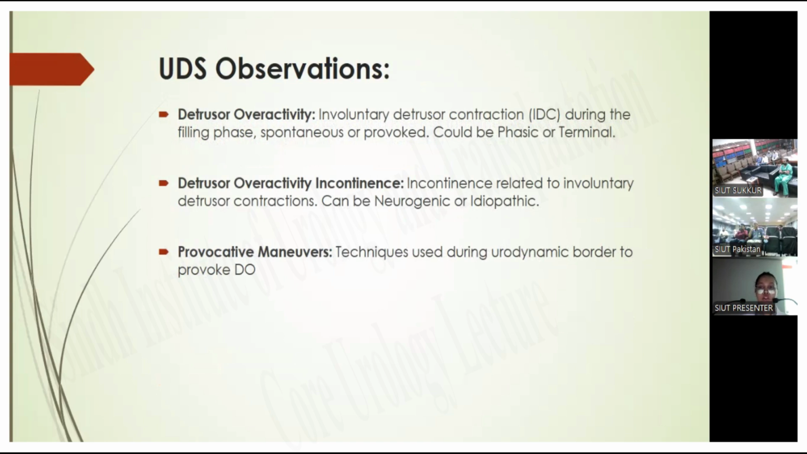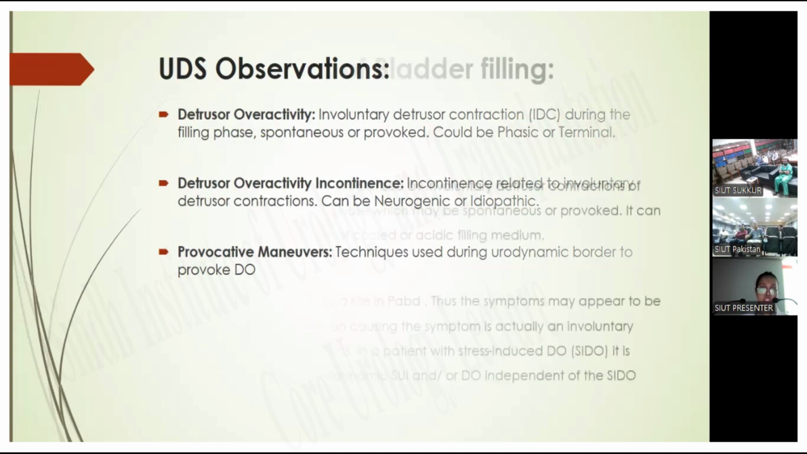It could be phasic or it could be terminal. Detrusor overactivity incontinence is the incontinence related to involuntary detrusor contraction. It can be due to neurogenic or idiopathic causes. Provocative maneuvers are the maneuvers or techniques which we use during urodynamics in order to provoke the detrusor overactivity.